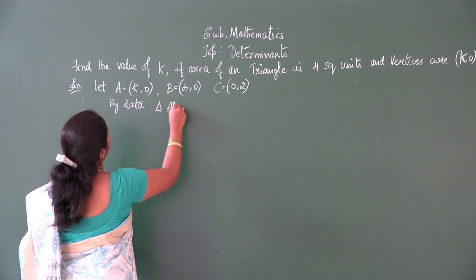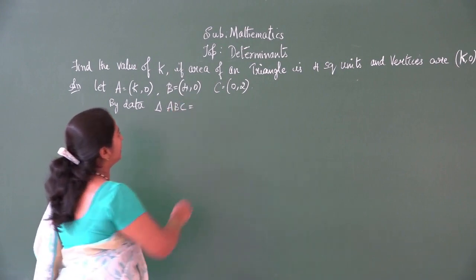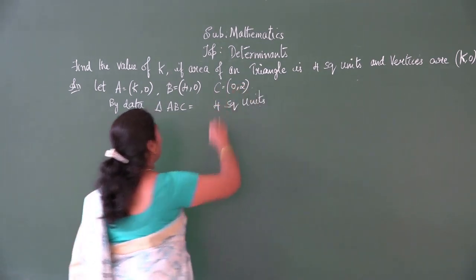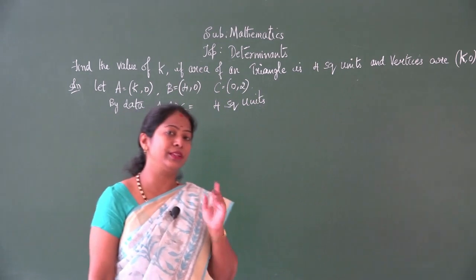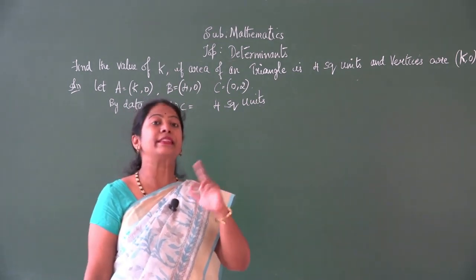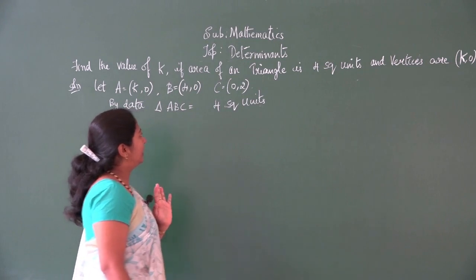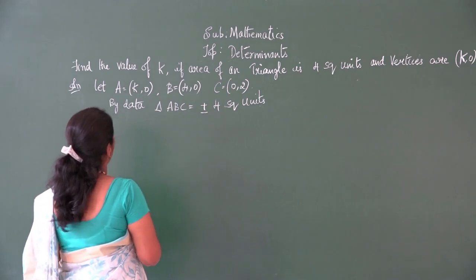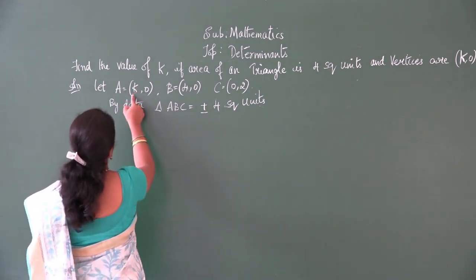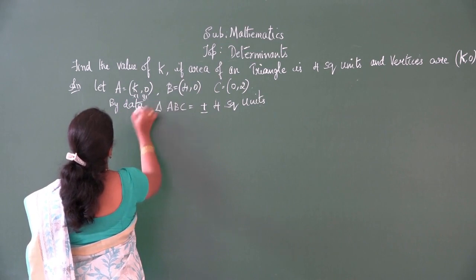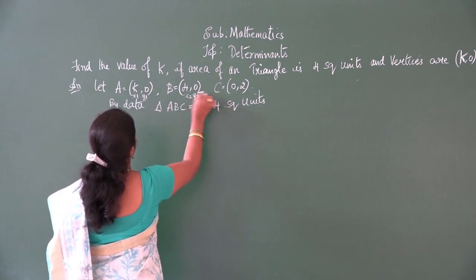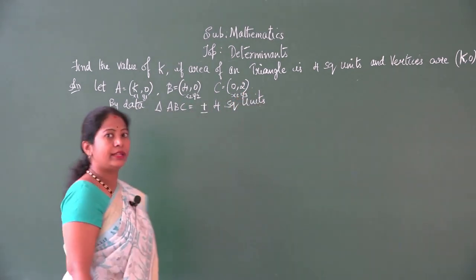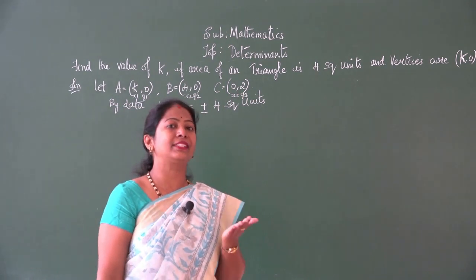So, by data, what is area of a triangle ABC given? How many square units it is? 4 square units. When area is given, as I mentioned you in the remarks, we are supposed to use both positive and negative value for the calculation of the determinant, and therefore, I will write here plus or minus. Now, mark these points as what? x1, y1, similarly x2, y2 and this as x3, y3.